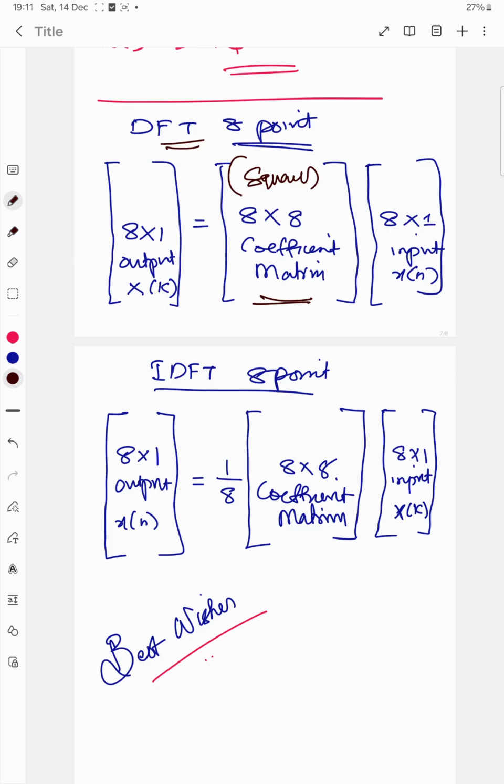Okay, in the same way, if it is an 8-point IDFT, this must be an 8 by 1 output matrix of x of n, 1 by 8 is the scaling factor, an 8 by 8 coefficient matrix, then an 8 by 1 input matrix. Okay, so this is the way how you calculate the DFT and IDFT of discrete sequences.